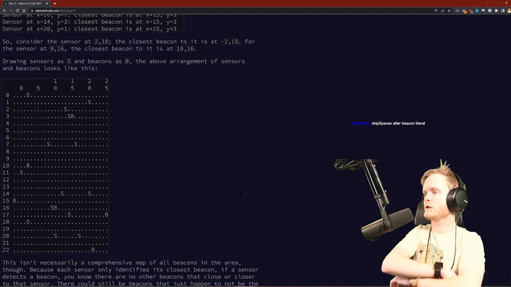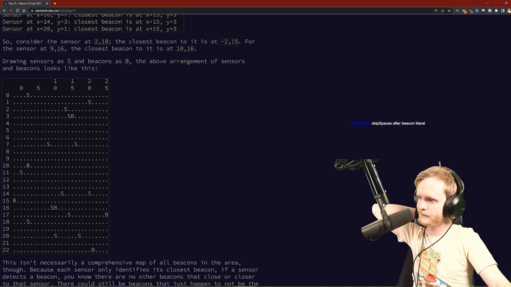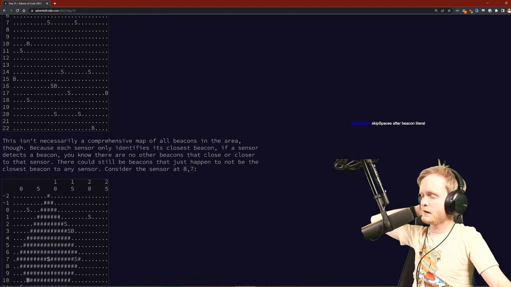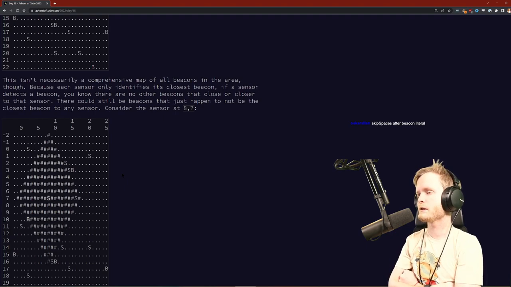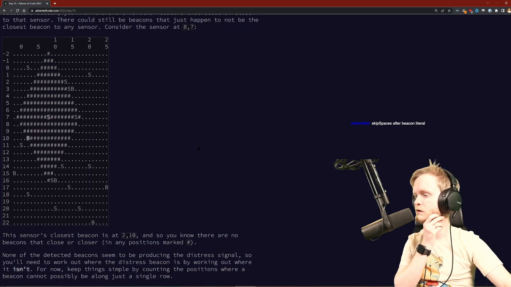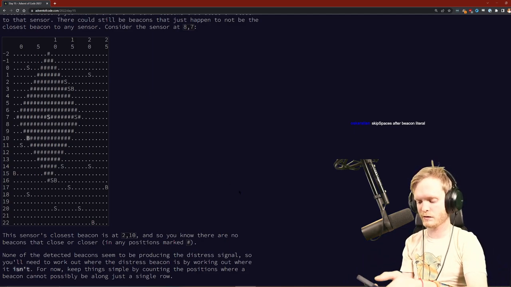Okay. So consider the sensor and beacon arrangements of the cluster, with S for sensor and B for beacon. This isn't necessarily a comprehensive map of all the beacons in the area, because each sensor only identifies its closest beacon. If a sensor detects a beacon, you know there are no other beacons that are as close or closer to that sensor. There could still be a beacon that just happens not to be the closest beacon to any sensor. Consider the sensor at 8,7. This sensor's closest beacon is 2,10.